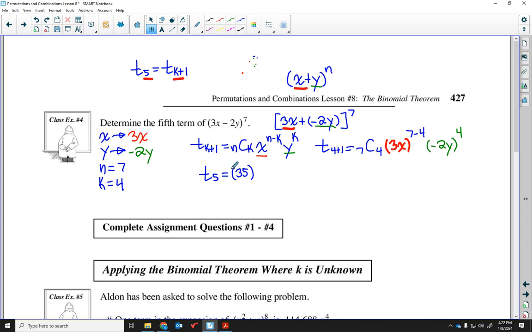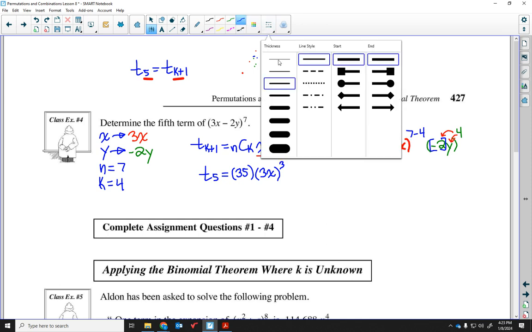Okay, let's subtract the exponents here. So this would be 3x all to the power of 3. Now, this 4 here needs to go to two parts. You can think of this as being made up of negative 2 and also the y. So the 4 has to go to the negative 2 and it has to go to the y. So this would be negative 2 to the power of 4. A negative number to an even exponent will be a positive number. So negative 2 to the power of 4 is going to be 16.